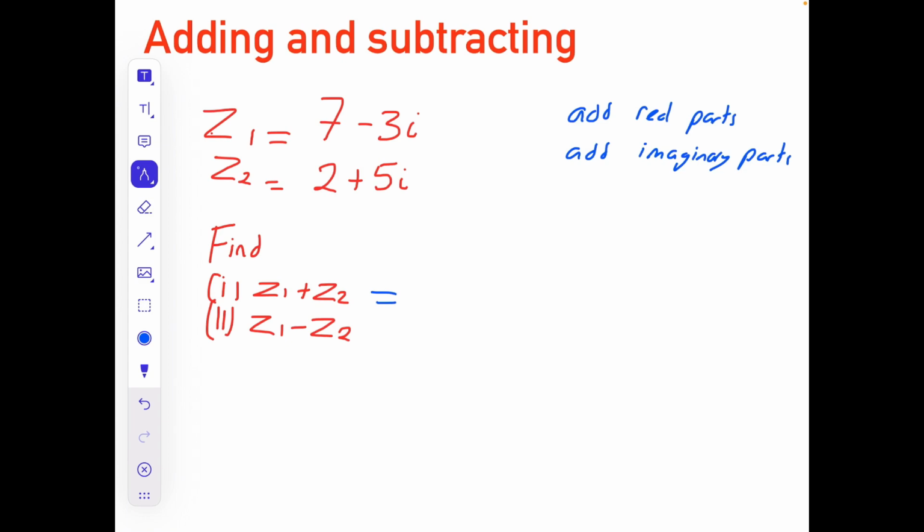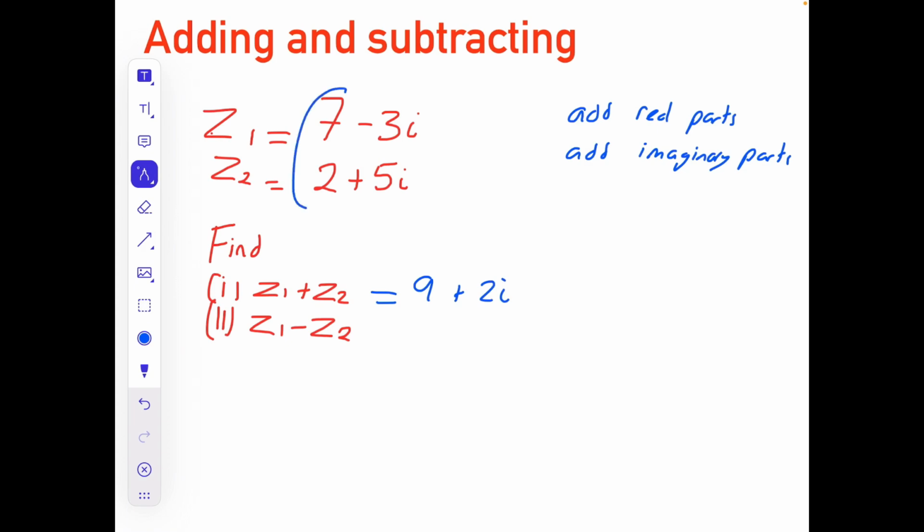Okay, so I can say that Z1 plus Z2, I'm going to add the real parts. So it's going to be 7 plus 2, that's going to be 9. And then minus 3 plus 5 will be plus 2i. Okay, so if you can kind of think of the i's as x's, they can't be added to numbers without i's.